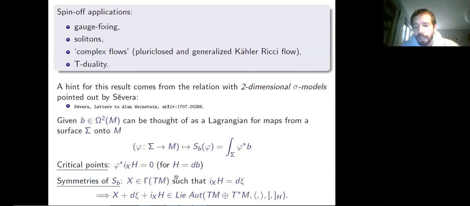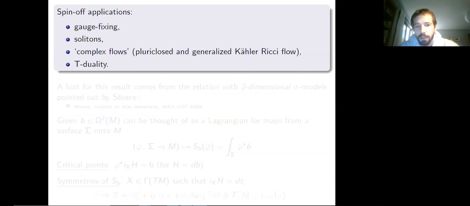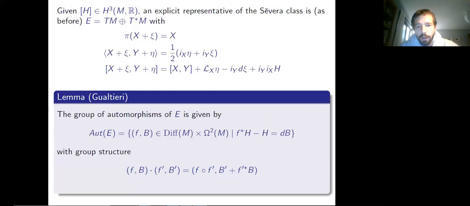Right, so what is the group of automorphisms? I showed you here. The group of automorphisms are pairs (f, B) such that the pullback of H minus H is dB. So the Lie algebra is given by vector fields and two forms such that the Lie derivative of H with respect to the vector field is d of B. So this is why you need to twist by ixh in order to get an element in the Lie algebra. Okay.